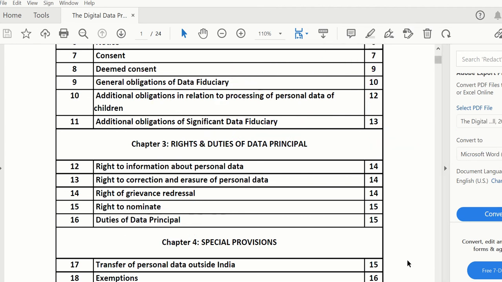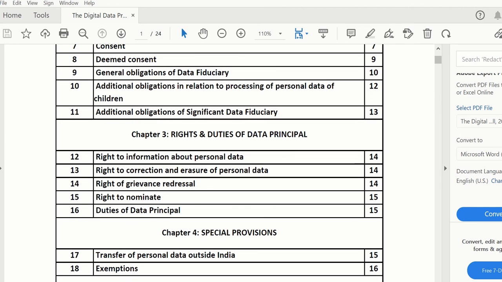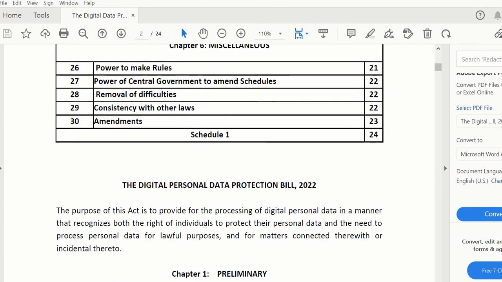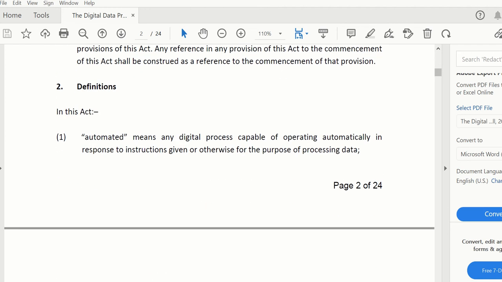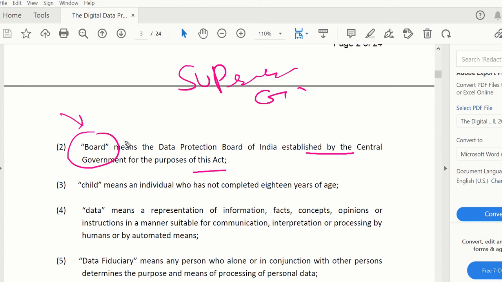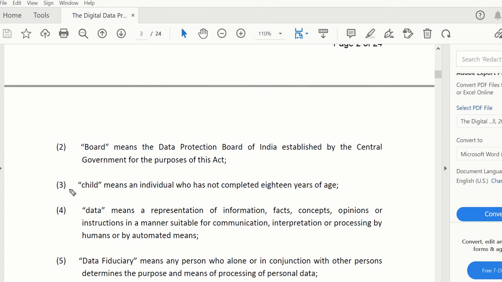Now let's go one by one and see what things would be there in this bill. Now we will understand the definitions that have been given, like the Board. The Data Protection Board of India would be established by the central government. So they are going to establish a board, like the supervisory authority in the GDPR. In the same way, the Data Protection Board would be there in India.